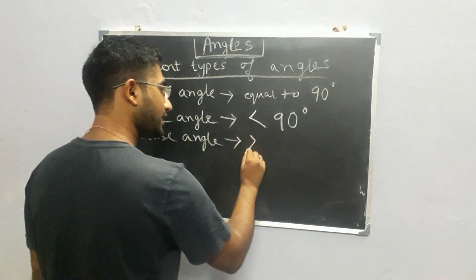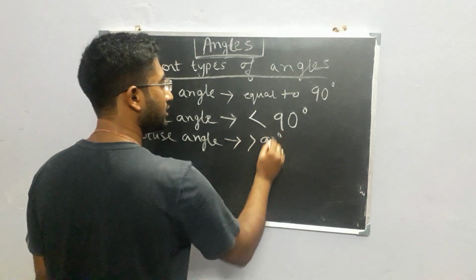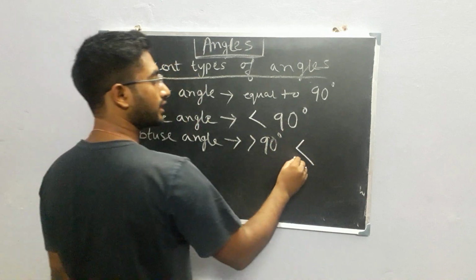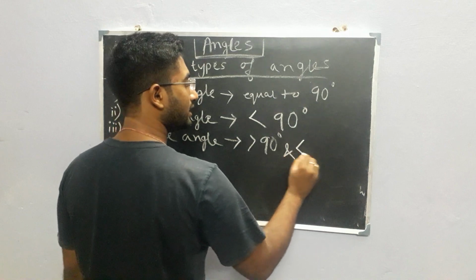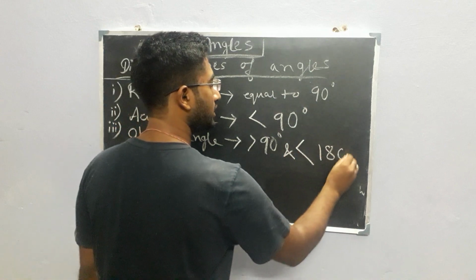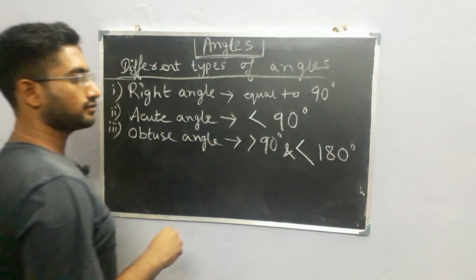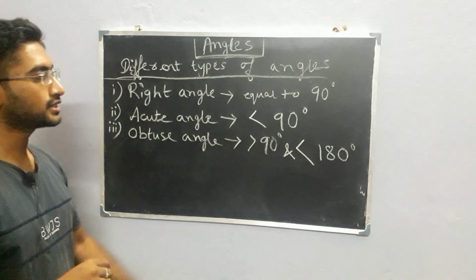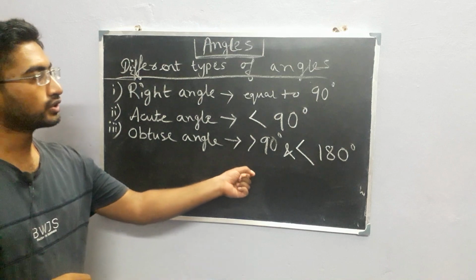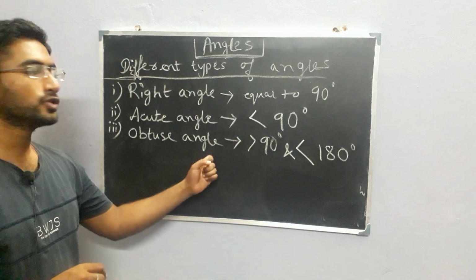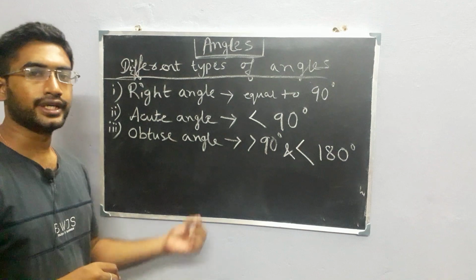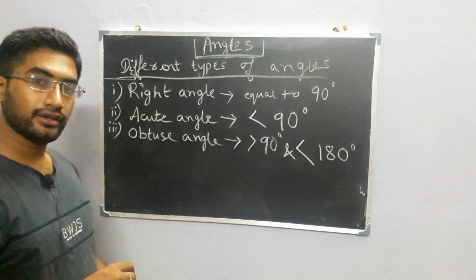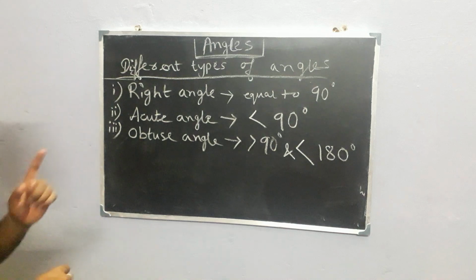It is greater than 90 degree and less than 180 degree. That means any value. So what is the minimum obtuse angle value? 91 degree. And what is the maximum obtuse angle value? 179. All right, not 180, 179 degree.